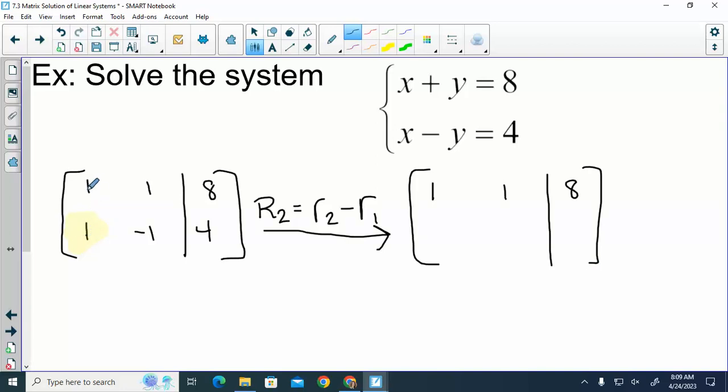So it'll be 1 minus 1, which is 0. Negative 1 minus 1. 4 minus 8. Okay, so column 1 is good. Then you go to column 2, and you need a 1 in row 2, column 2. So what always works to get a 1? Reciprocal. So I'm changing row 2 again, and all I need to do is multiply by the reciprocal. So that's just negative 1/2 times row 2.